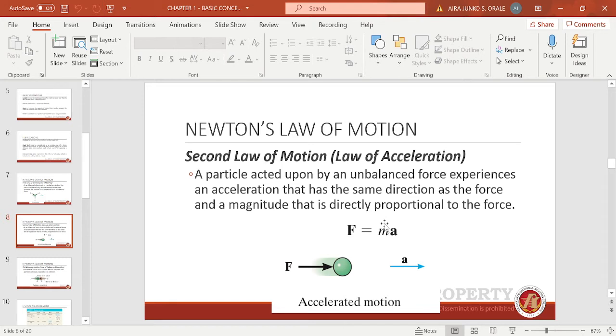Then the second law of motion, which is also known as the law of acceleration. As per Newton's second law of motion, it states that a particle acted upon by an unbalanced force experiences an acceleration that has the same direction as the force and a magnitude that is directly proportional to the force. In short, F equals mass times acceleration. So force is the product of mass and acceleration.